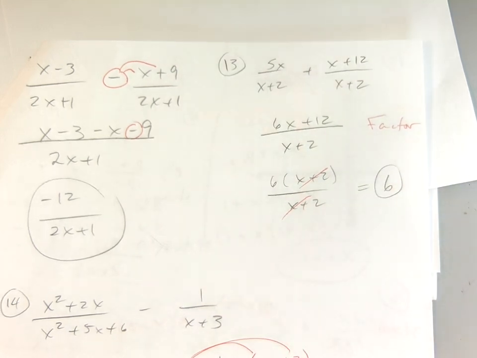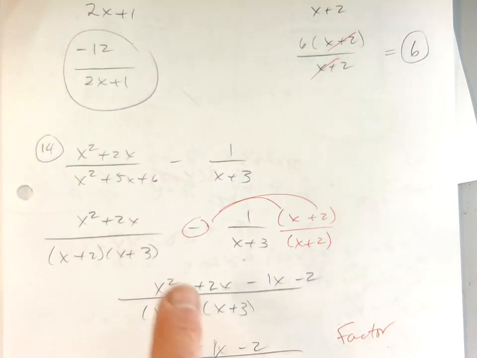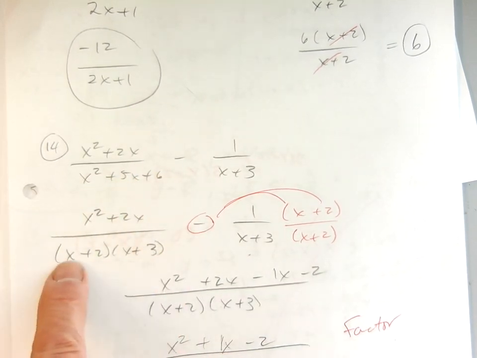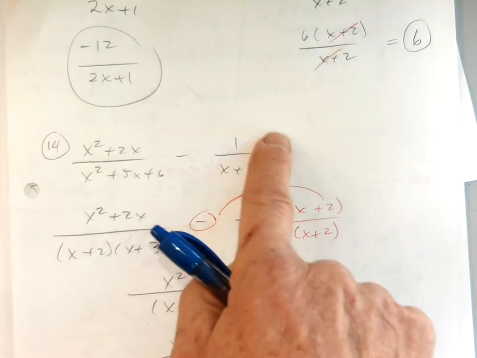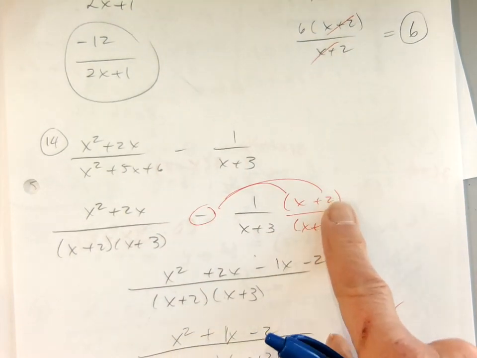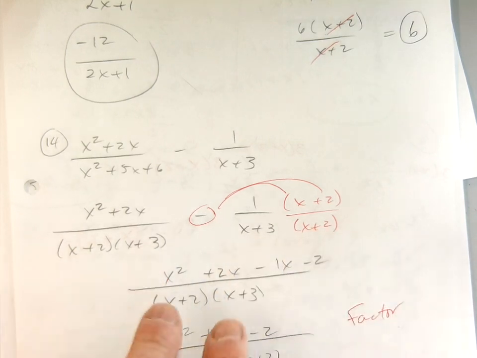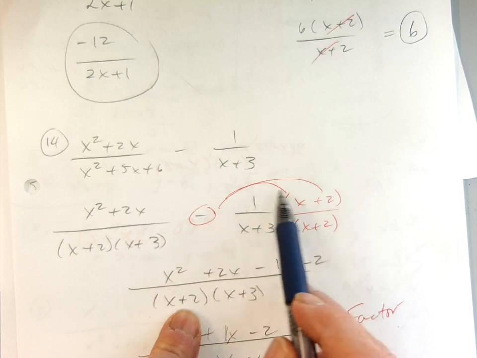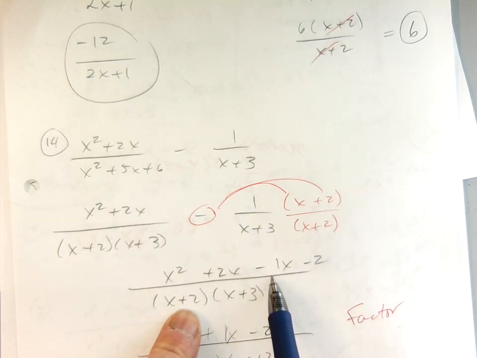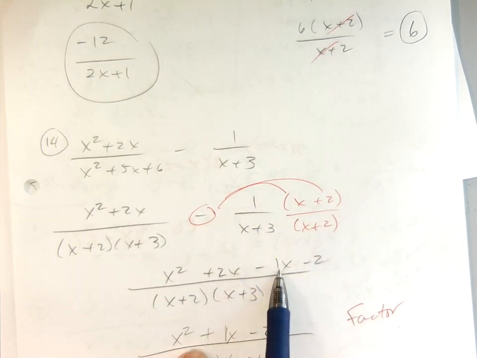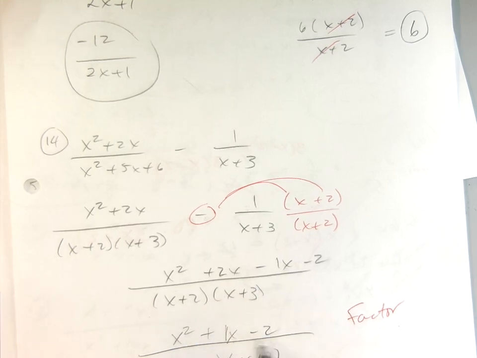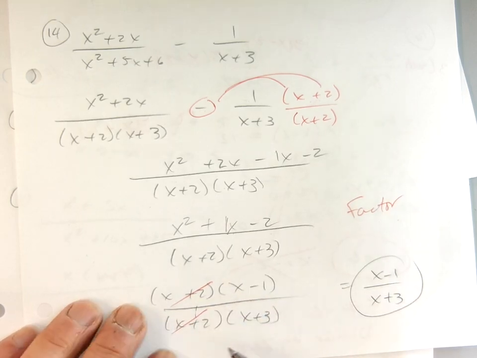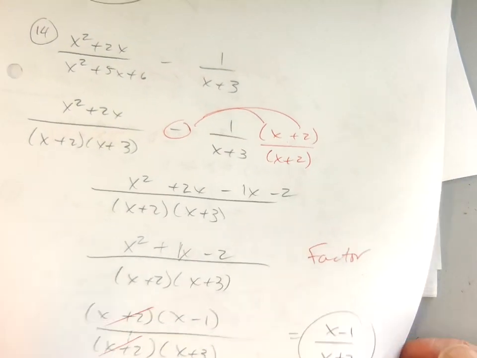Okay. Number 14. I need a common denominator, so first I factored the x squared plus 5x plus 6, x plus 2, x plus 3. The second fraction needs an x plus 2 over x plus 2, so I multiplied it. Okay. So my common denominator would be x plus 2, x plus 3. Then I have to go ahead and simplify. Don't forget the negative. So I get a -1x minus 2. Simplify that. I get an x squared plus 1x minus 2. This will factor into x plus 2, x minus 1, and then I can cancel the x plus 2's. What's left is just an x minus 1 over x plus 3.